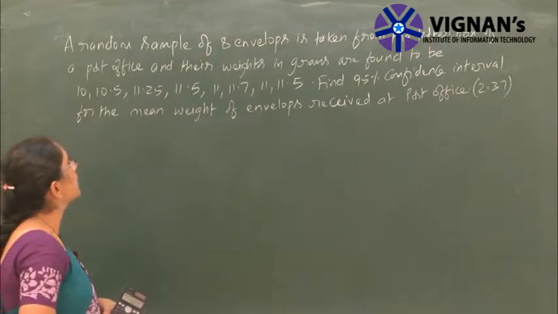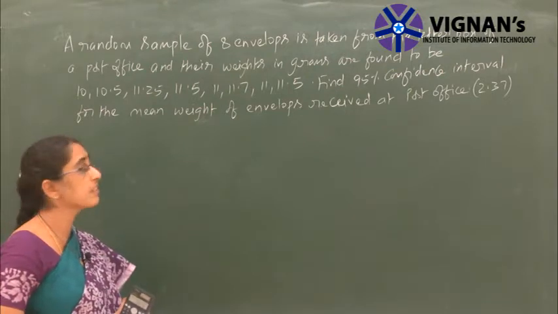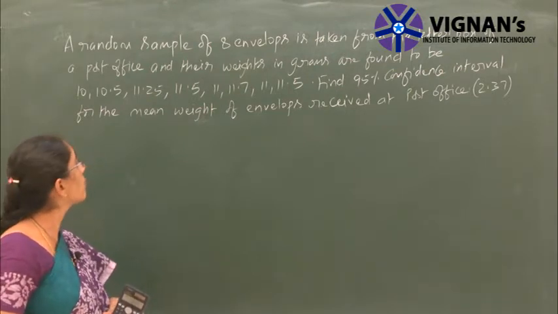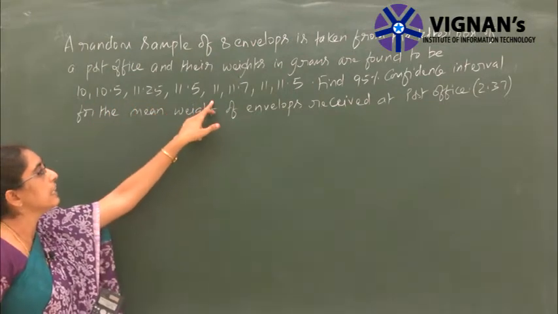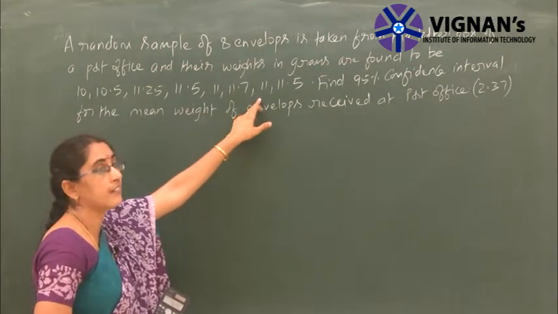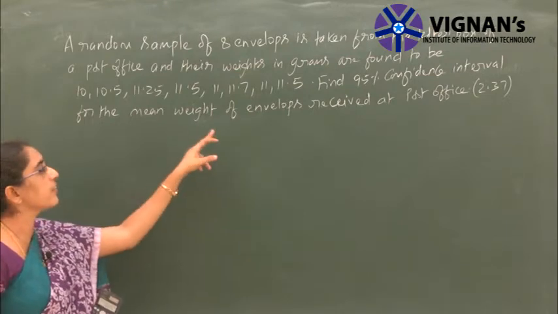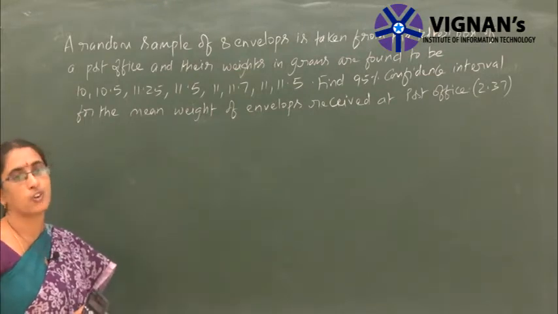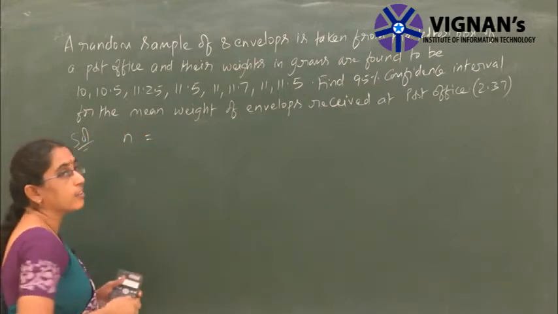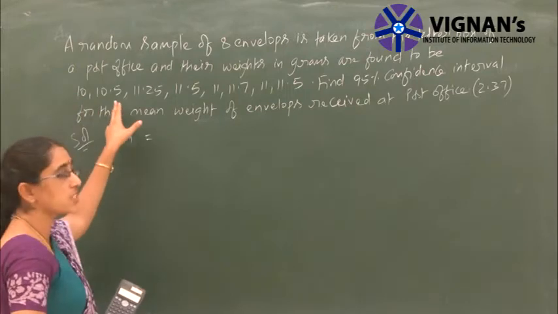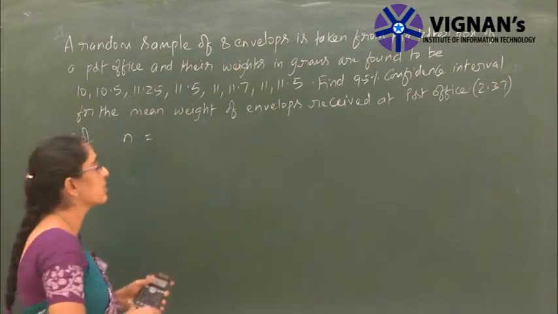If you see the problem here, a random sample of 8 envelopes is taken from the letter box of a post office, and their weights in grams are found to be 10, 10.5, 11.25, 11.5, 11, 11.7, 11 and 11.5. Find a 95% confidence interval for the mean weight of envelopes received at the post office. First of all, we have to know the sample size. n represents the sample size. So how many observations do we have? 8 envelopes: 1, 2, 3, 4, 5, 6, 7, 8.